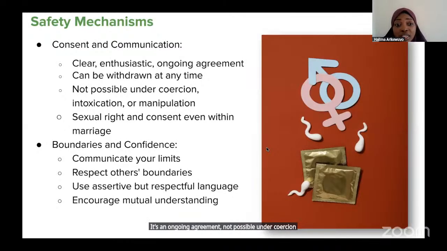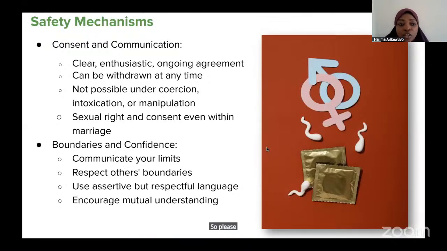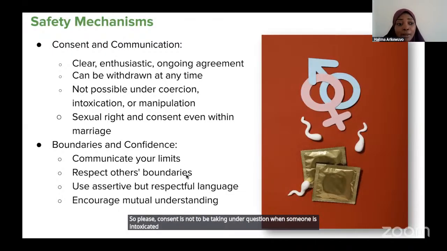You can't be intoxicated and say, oh, but she said yes. I mean, that person is not oriented. So please, consent is not to be taken under coercion, when someone is intoxicated, or under manipulation. Sexual rights and consent, even within marriage, is something that is applicable as well.